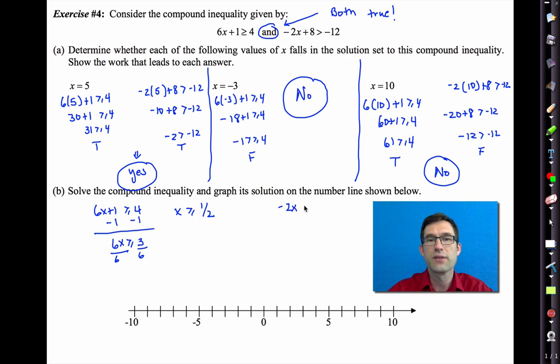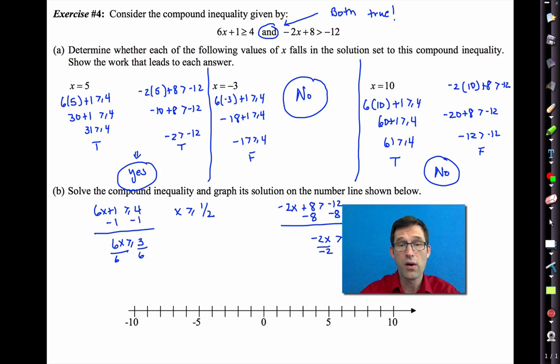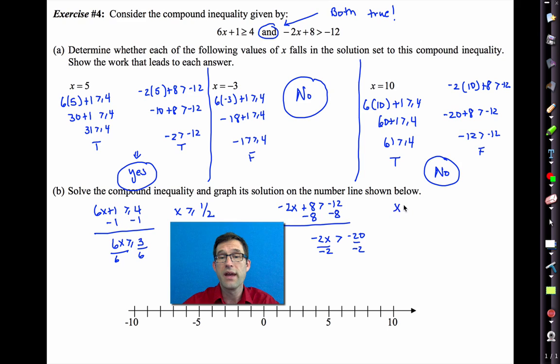Okay, negative 2x plus 8 is greater than negative 12. Additive property of inequality. Add negative 8 to both sides. Negative 2x is greater than, watch out, this would be negative 20. Divide both sides by negative 2. Watch out, watch out. We just divided by a negative. We need to switch the inequality. x is less than 10.